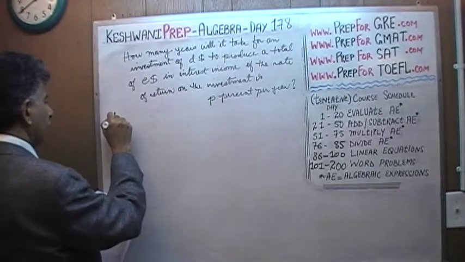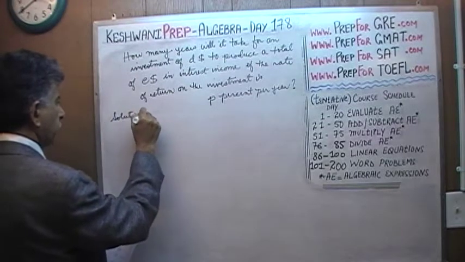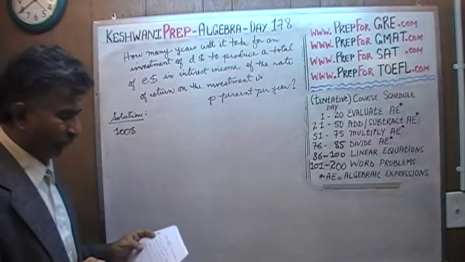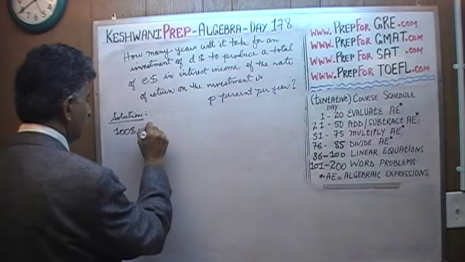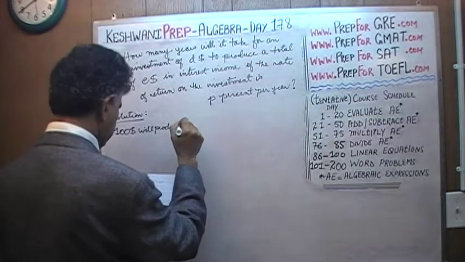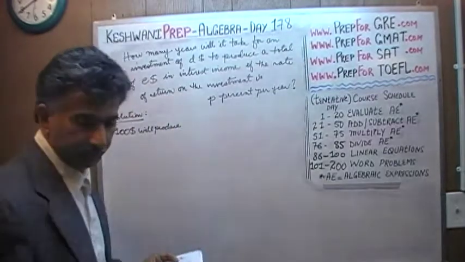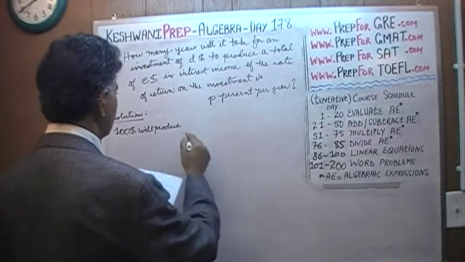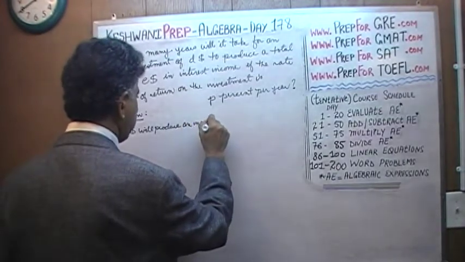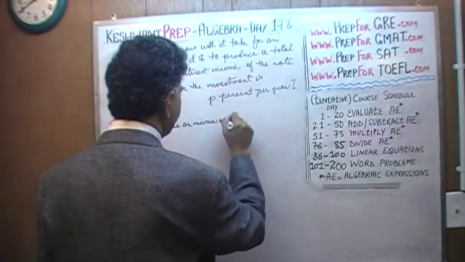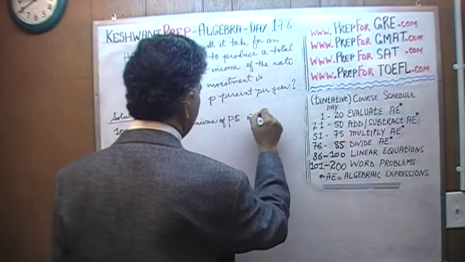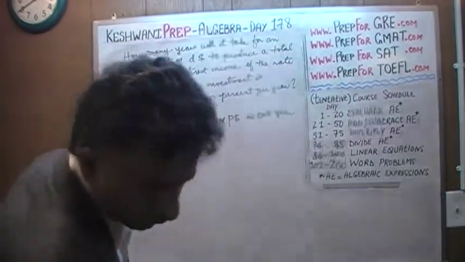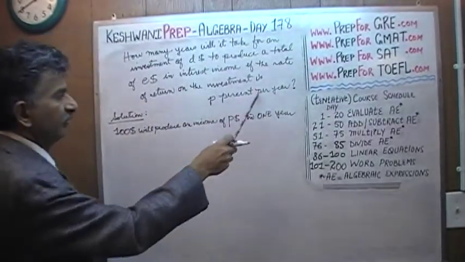Here's the solution. If we were to invest $100, we know that $100 will produce an income of P dollars in 1 year. Why P dollars? Because we are told that in this example the rate of return is P% per year.